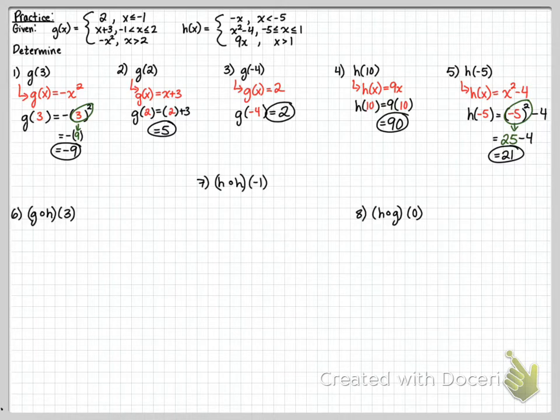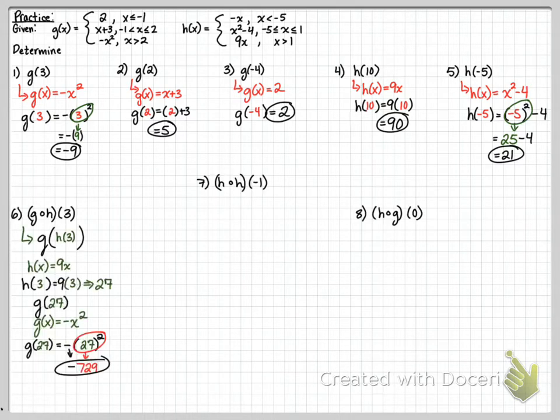Let's try a few more. So now this one is saying g of h of 3. And I'm going to figure out what h of 3 is first. So I have to go back up to my h of x function right here, this piecewise function, and I have to figure out where x can be 3. Well, x can be 3 here because 3 is greater than 1, so I'm going to use h of x equals 9x, which is right here. I'm going to plug in 3. And I got 27. 9 times 3 is 27. So I know h of 3 is 27.